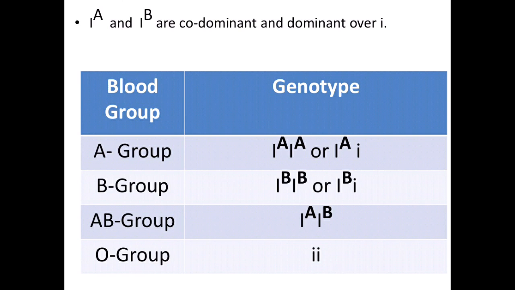So for the 4 types of blood group, there are 6 types of genotype. For blood groups A and B, two types each, that means 4, and 1 for AB and 1 for O group, and the total genotypes for the blood groups is 6.